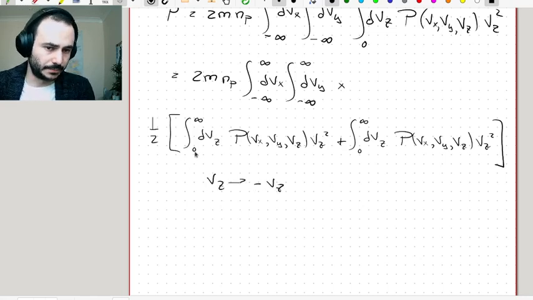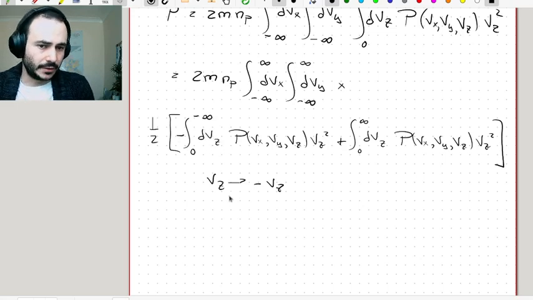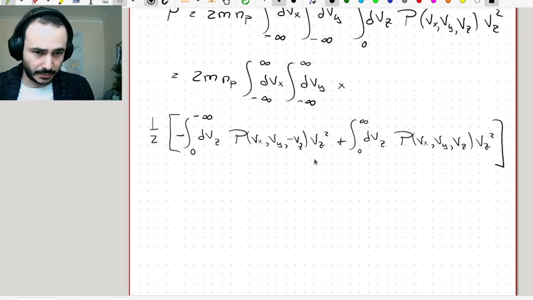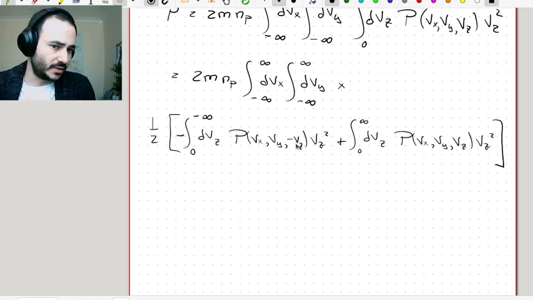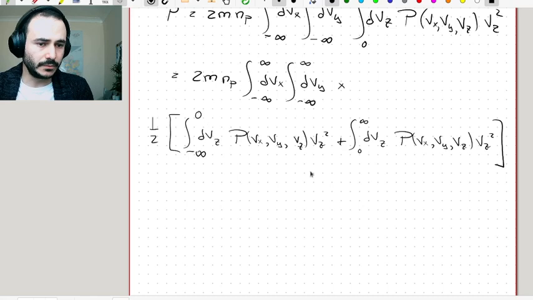If you do that, what happens to the limits of integration? They remain the same, but this is minus. The v_z gets a minus sign, and here the probability distribution gets a minus sign in the z direction. v_z is squared, so it doesn't change. But remember, this probability distribution is the same as the probability distribution with the positive sign, because we said before. And this minus sign here can be used to swap the order of the limits of integration, like this. So what we have in the bracket is the integral from minus infinity to plus infinity of the probability distribution times v_z squared.